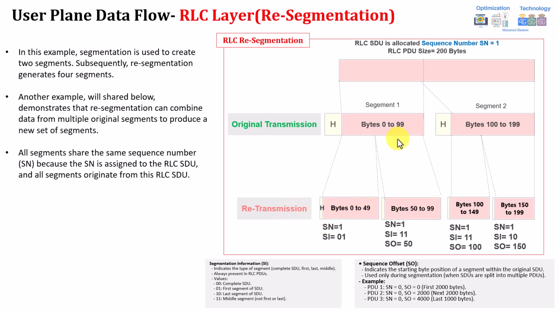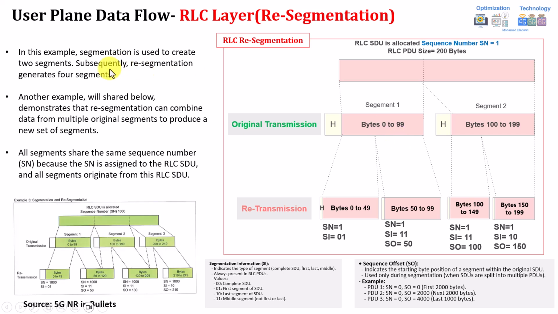And just one last example here, as quoted from the 5G NR specification, as you can see down here. This just demonstrates that resegmentation can combine data from multiple original segments to produce a new set of segments. What it means by this: if you look into this, this was one original transmission, as highlighted here. It was segmented into 3 segments. Then it takes segment 2 and part of segment 3, producing a new set of segments. As you can see, it's combining both of them into a new one. So this is the meaning of this statement.